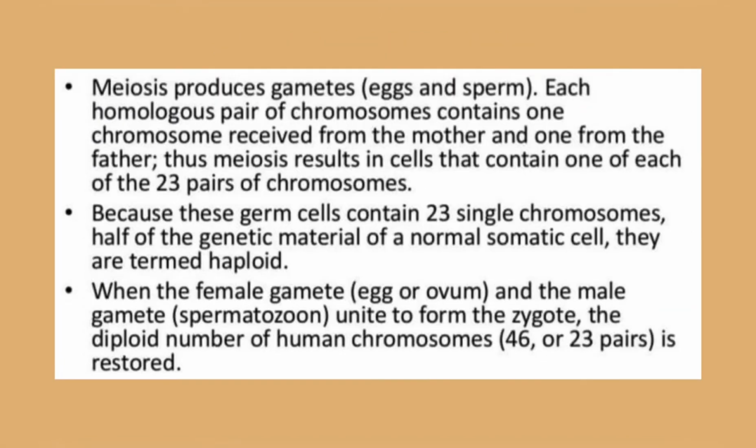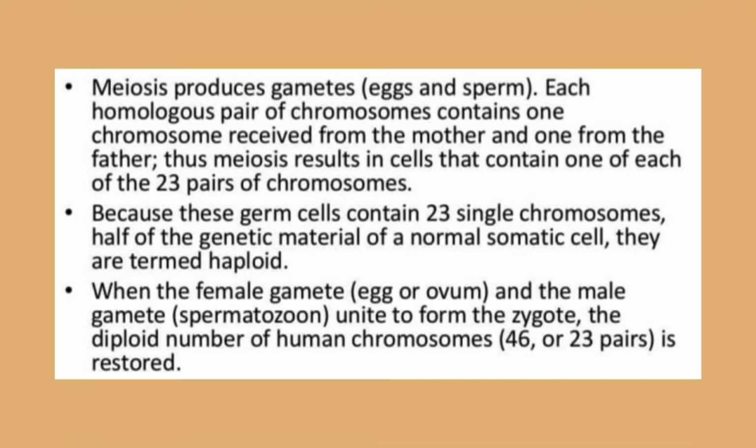After that, meiosis produces gametes, which are the eggs and sperm. Each homologous pair of chromosomes contains one chromosome received from the mother and one from the father. Thus, meiosis results in cells that contain one of each of the 23 pairs of chromosomes. Second point, because these germ cells contain 23 single chromosomes, half of the genetic material of a normal somatic cell, they are termed haploid.